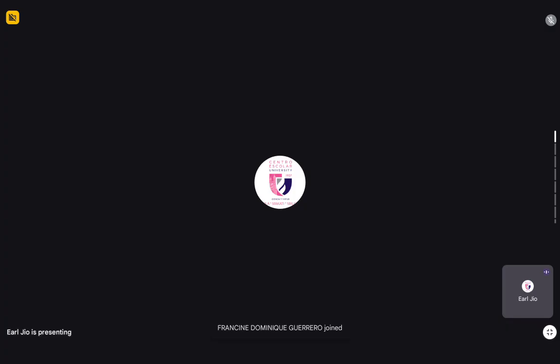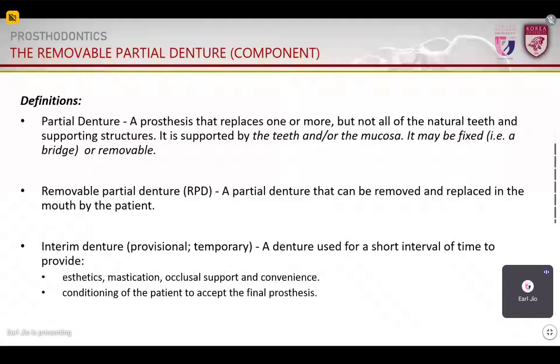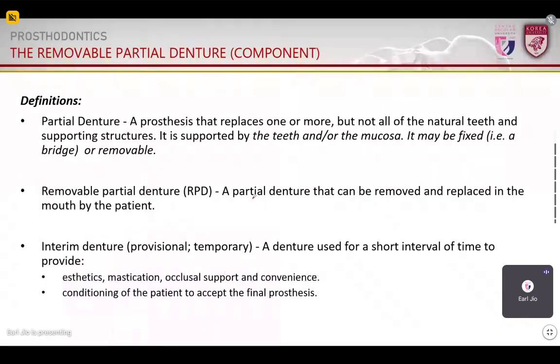Definitions: a partial denture replaces part, not all, of the natural teeth and supporting structure, the mucosa, and it can be fixed or removable. Okay, fixed is the fixed partial, removable is the removable partial denture. A removable partial denture is a partial denture that can be removed and replaced in the mouth by the patient. An interim denture is a provisional or temporary denture used for a short interval of time to provide aesthetics, mastication, occlusal support, convenience, and conditioning of the patient to accept the final or definitive prosthesis.